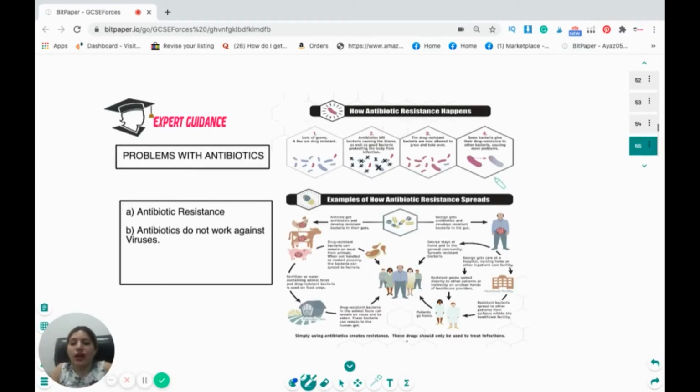This is usually common when people do not complete the course of antibiotics. Doctors recommend at least a 3 or 5-day course of antibiotics, but after taking 1 or 2 doses, they feel better and they stop taking the medicine. Now, what happens when they stop taking the medicine?